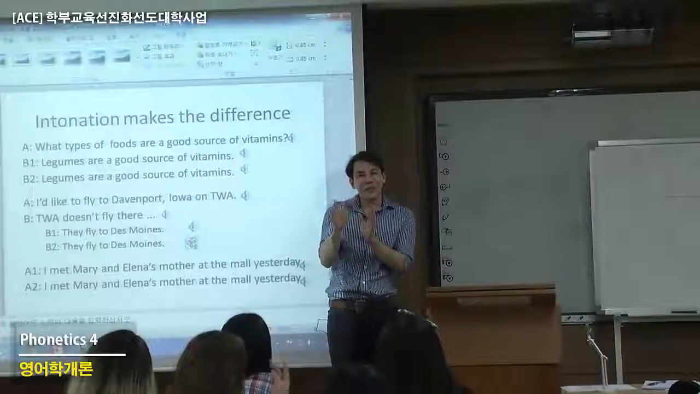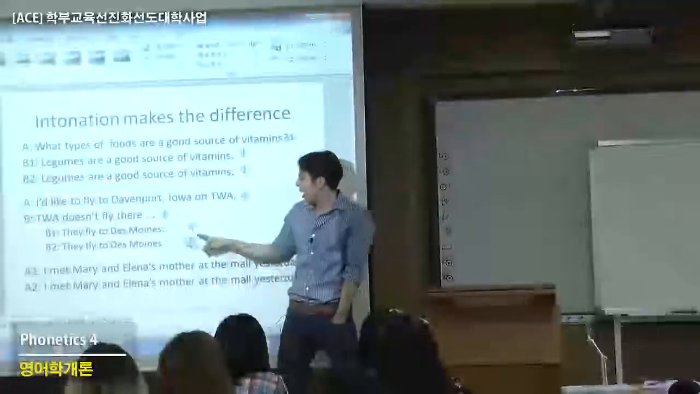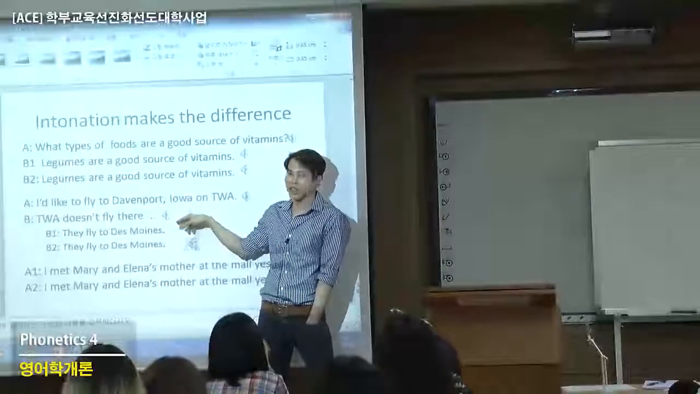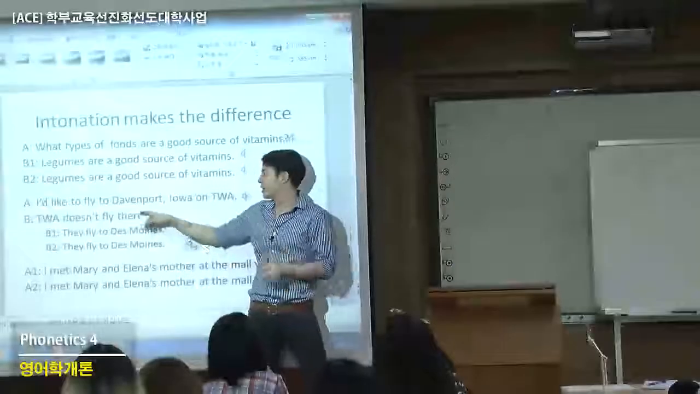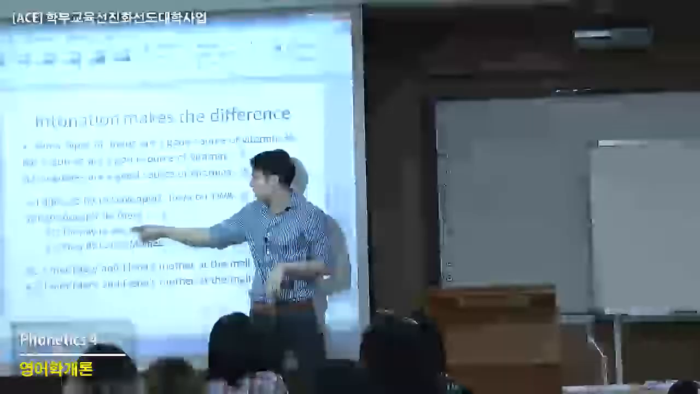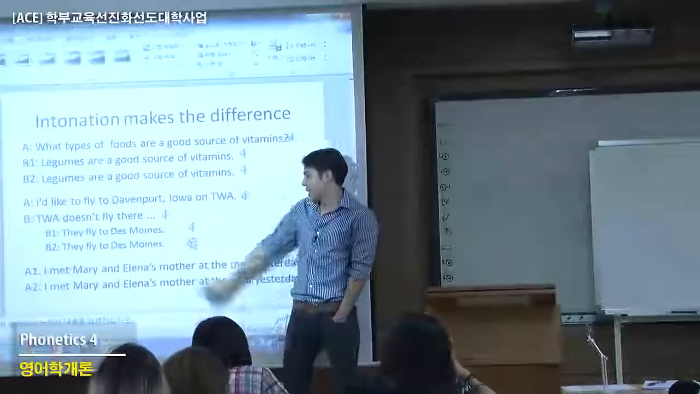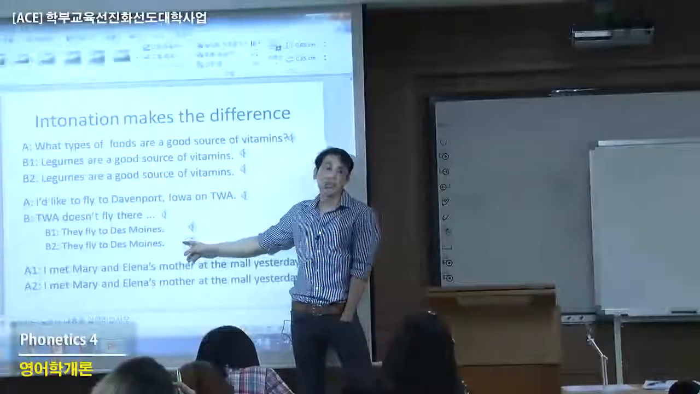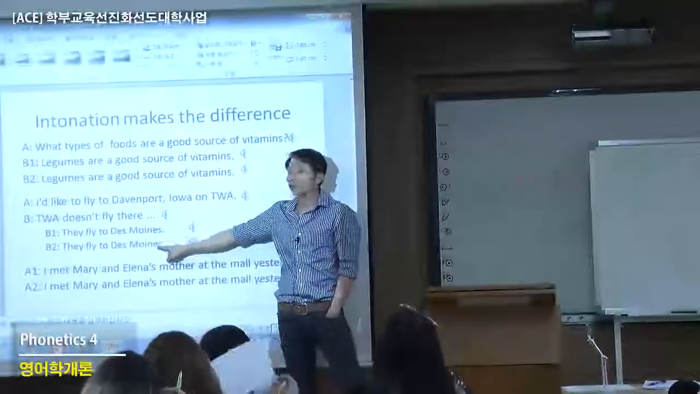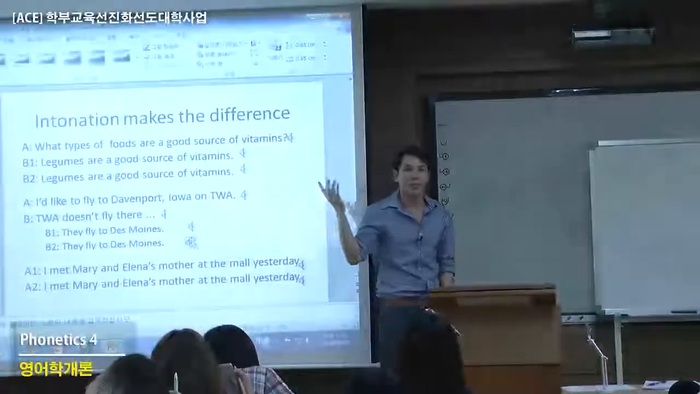So you may not know the fine distinction between them. This one is to indicate contrast. They're flying to Des Moines. This one is to indicate contrast that the TWA airline doesn't fly there. They fly to this place instead. Okay? But the second one is maybe a suggestion. They fly to Des Moines. So you might want to go to Des Moines first and then go to Davenport later, something like that.